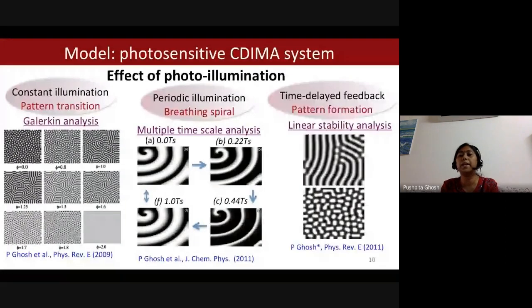We can also utilize time-delayed feedback in pattern formation through this photo illumination, where a suitable time delay and strength of the feedback can realize stationary Turing-like patterns. So now let's move on to today's topic, where I wanted to tell you about how we utilize electric field and temperature gradient to realize the spatiotemporal dynamics of chemical reaction diffusion systems.